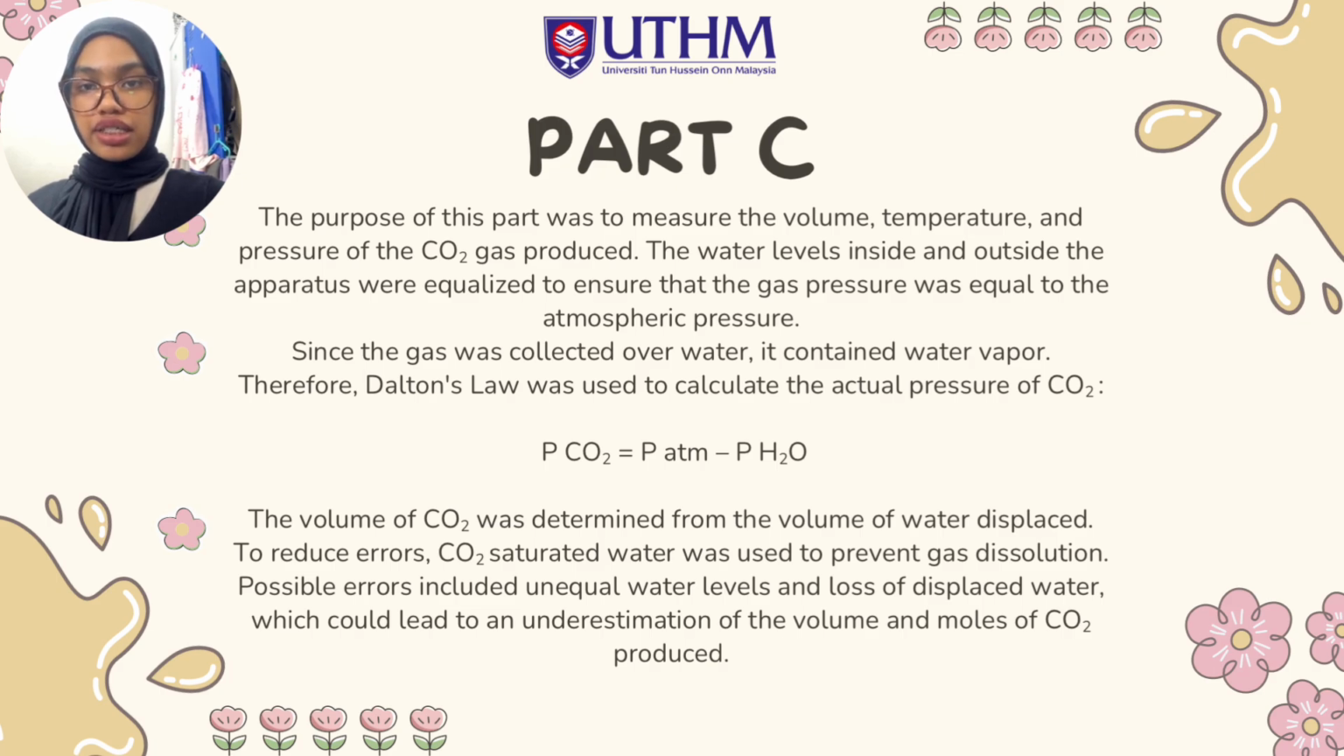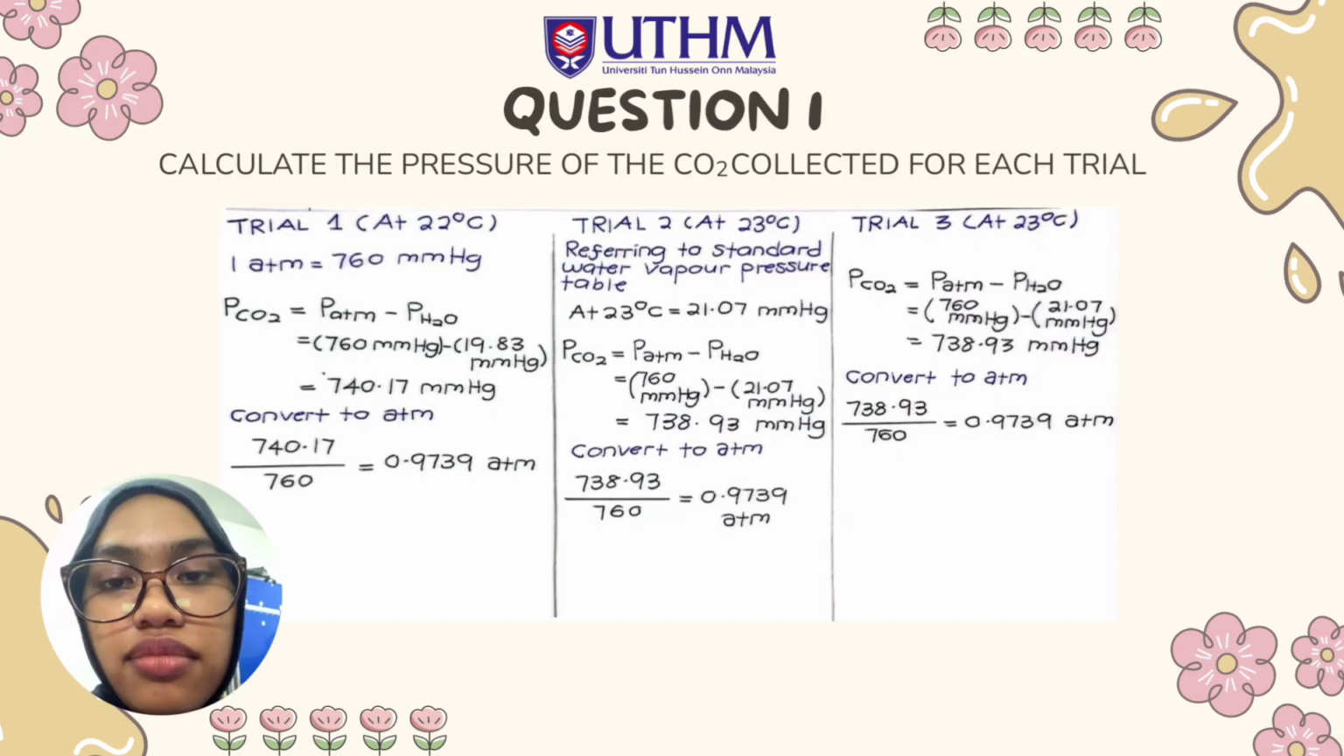To reduce errors, CO2-saturated water was used to prevent gas dissolution. Possible errors included unequal water levels and loss of displaced water, which could lead to an underestimation of the volume and moles of CO2 produced.